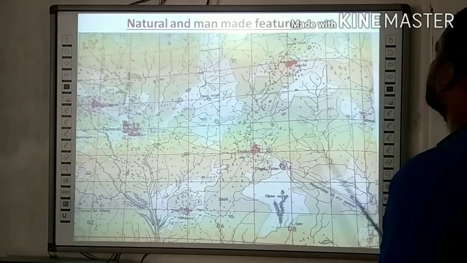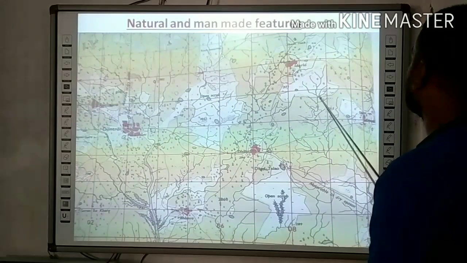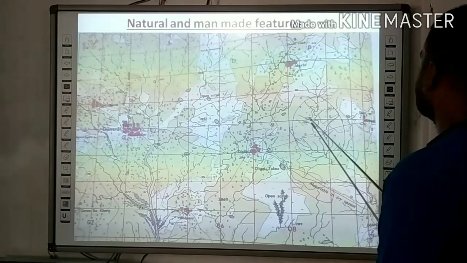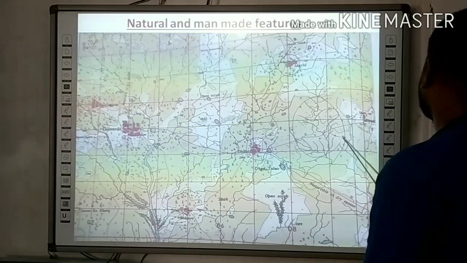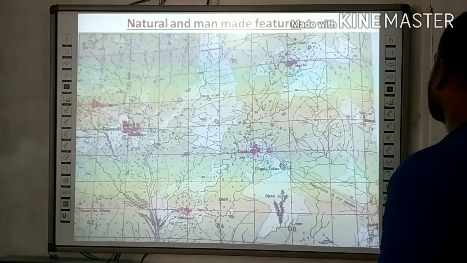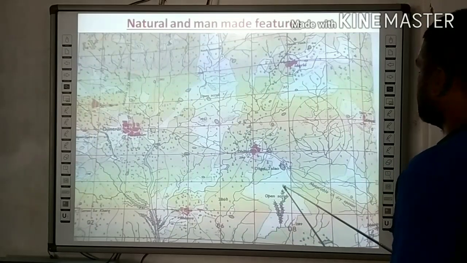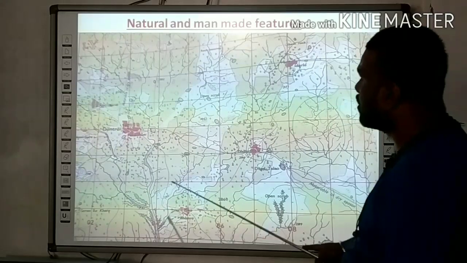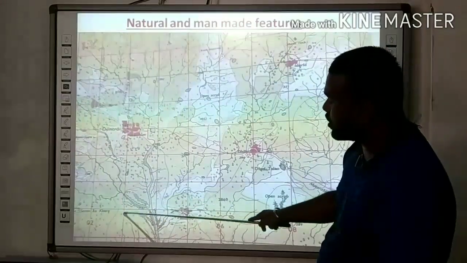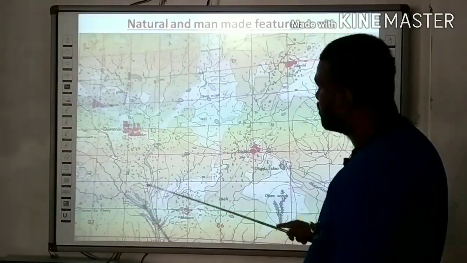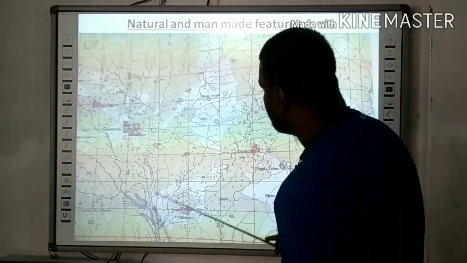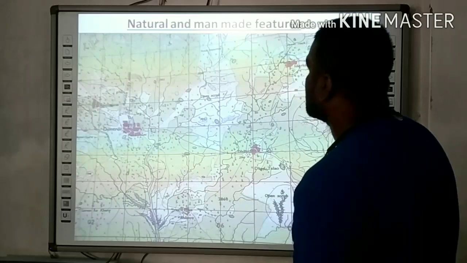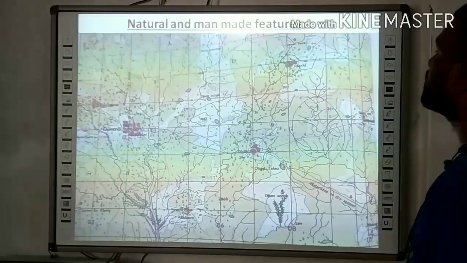Now come to the natural features, like say this drainage. It is a natural feature. These tributaries, this contour line, are natural features. This is a natural feature. What is it? It is a broken ground. Now this is also a broken ground, which is a natural feature. So in your map you will find more natural and man-made features which you have to identify very carefully.